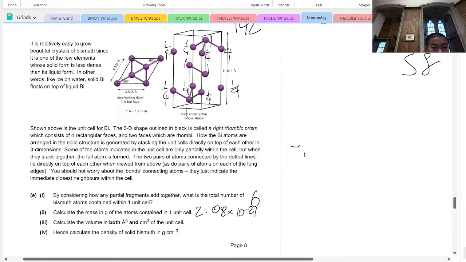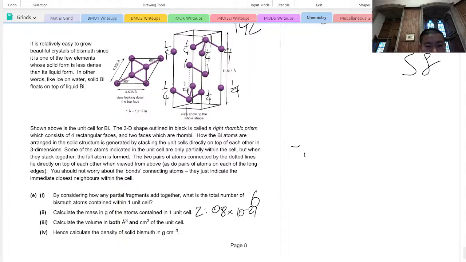Now the volume in angstroms and centimeters cubed, that's kind of terrible.